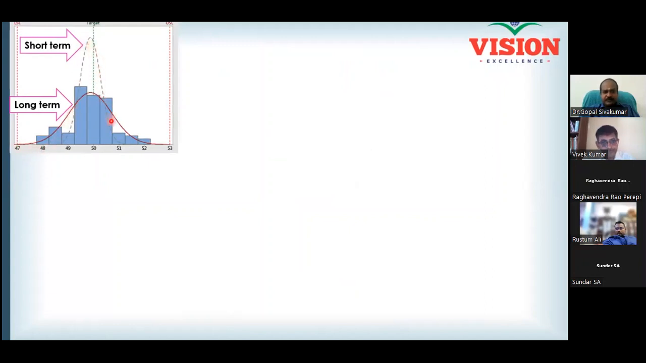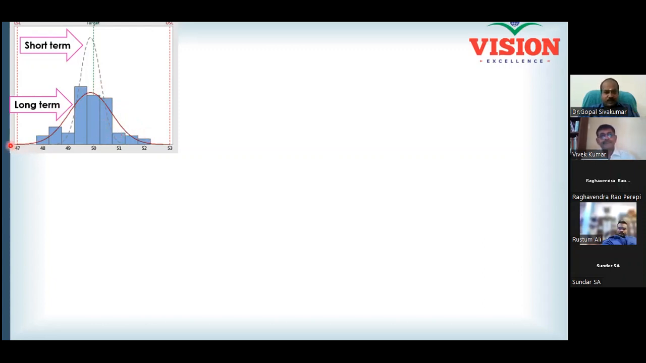Can you see? Yes, sir. Now it looks taller, it looks narrower. But when I run it for a longer time, the process slowly becomes in this manner. Can you understand the process slowly losing its capability? Yes or no? Yes, sir. In the short term, the process is performing to its capability. But in the long term, the process is losing its capability.